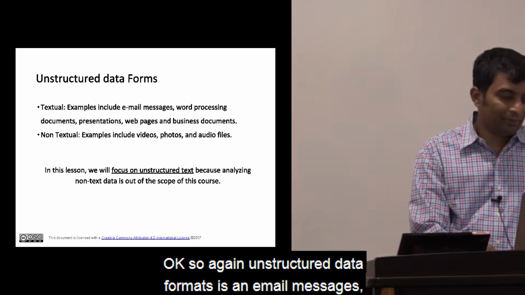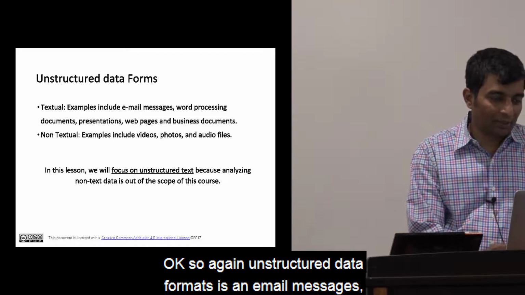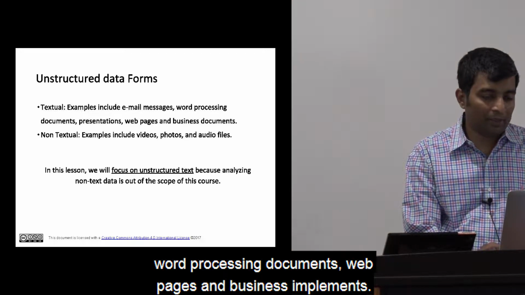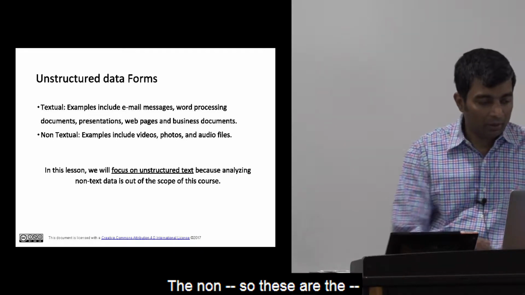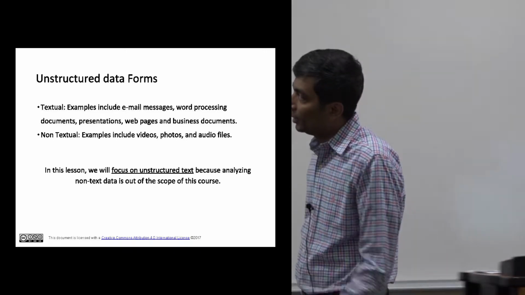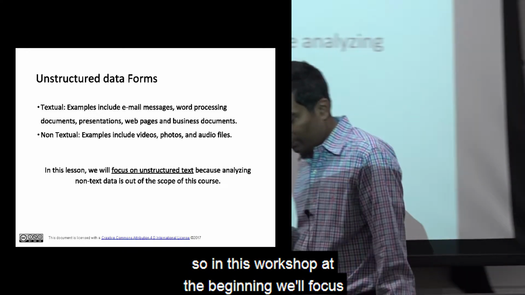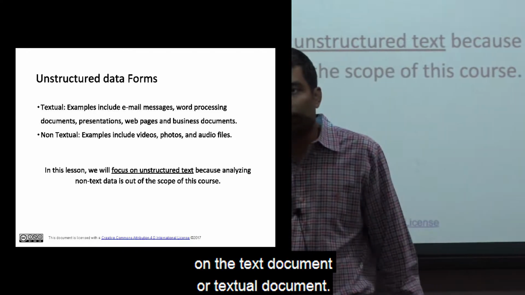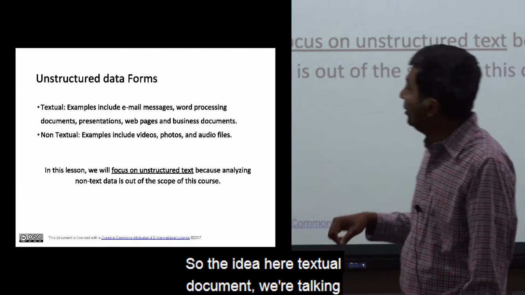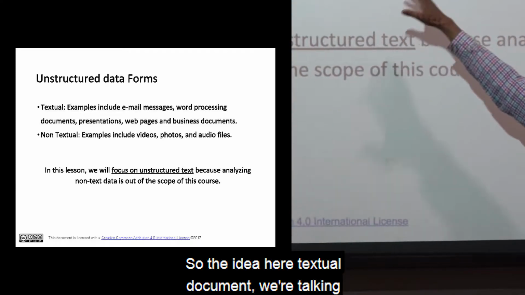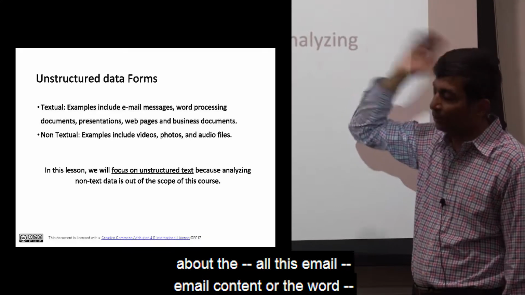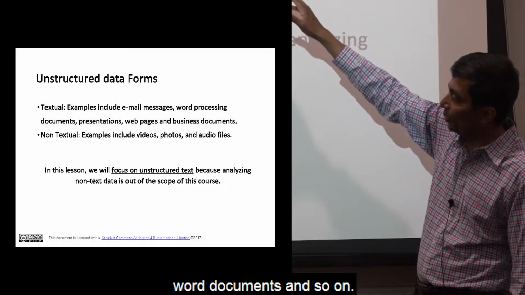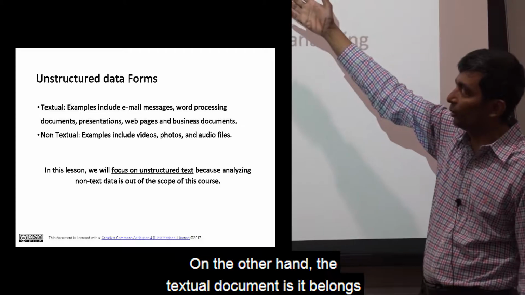Okay, so again, unstructured data formats include email messages, word processing documents, web pages, and business documents. In this workshop, at the beginning, we'll focus on the text document, or textual document. Textual document means all this email content or the word documents and so on. So that can fall into this.